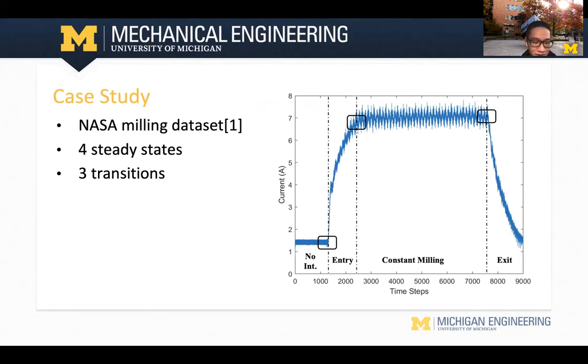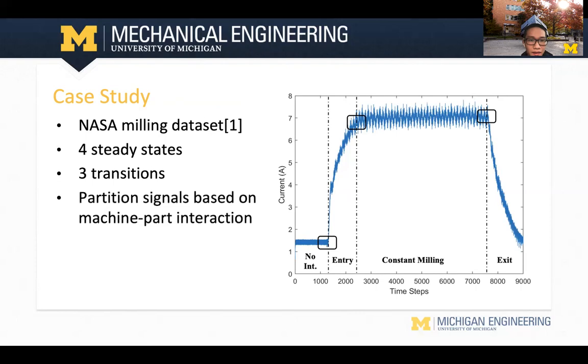At a high level, we want a system to tell us how the machine is interacting with the workpiece. This is equivalent to partitioning the signal into 4 steady states based on their machine part interaction. Right?